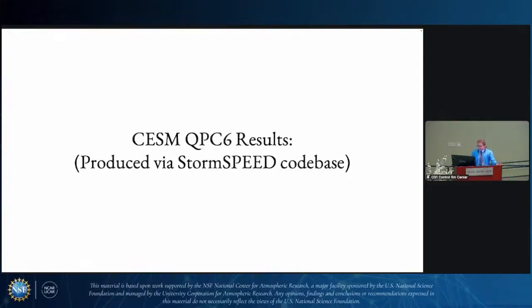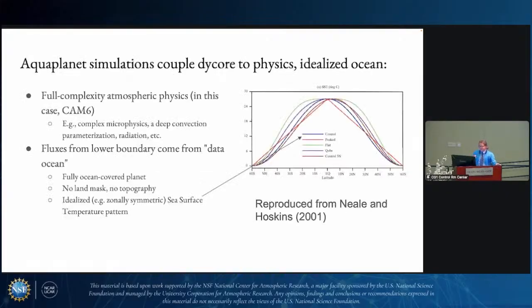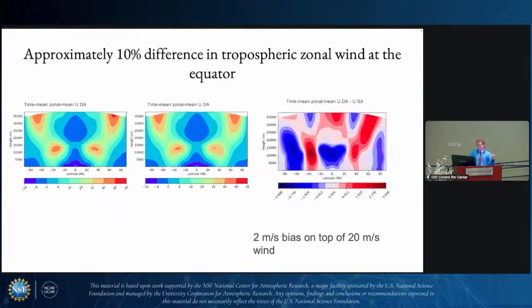But right now I want to talk about some CESM QPC6 results produced via the Storm Speed code base. So this is the HOMME or SE-NH dynamical core with CAM physics. Aquaplanet simulations, remember, take full complexity atmospheric physics, in our case CAM6, and an idealized ocean, which is a data ocean, no landmass, no topography, no seasonal cycle, idealized sea surface temperature pattern. We're using the control on the right here.